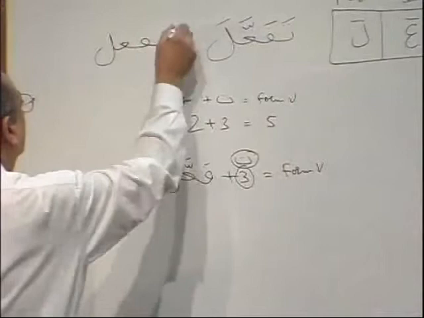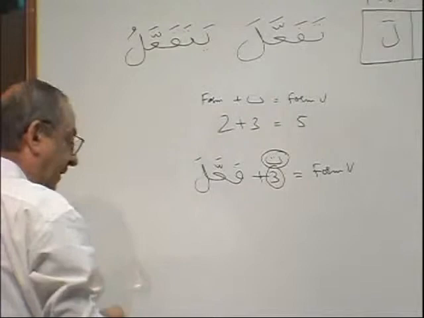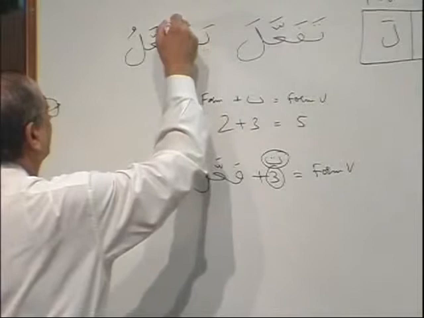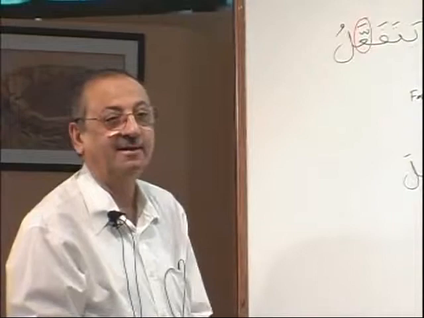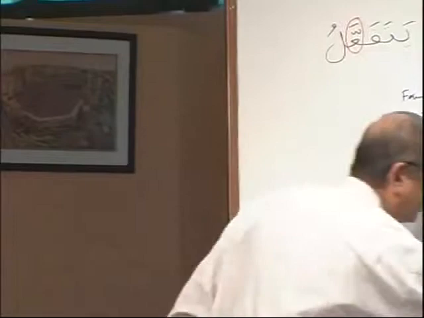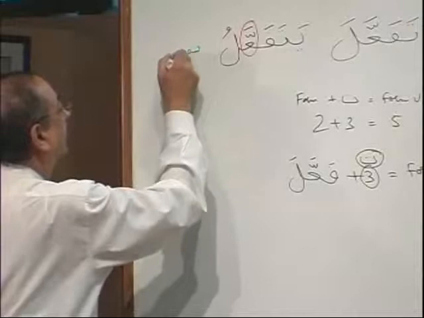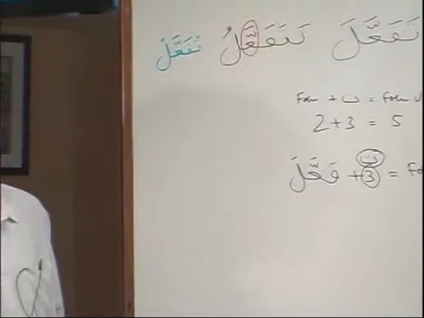Okay, brothers and sisters. So tafa'ala, what is the mudariya? Yatafa'alu. We have to also understand, brothers and sisters, that there is a fatha on ayn kalima, not a kasra. So everything is fatha, fatha, fatha. No kasra. How will you make amar? Brother, you will only chop the alamatu mudariya. What would you be left with? Tafa'al. That's all. Okay? That's what the amar will be.